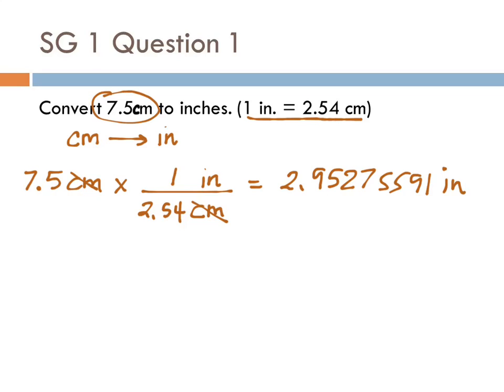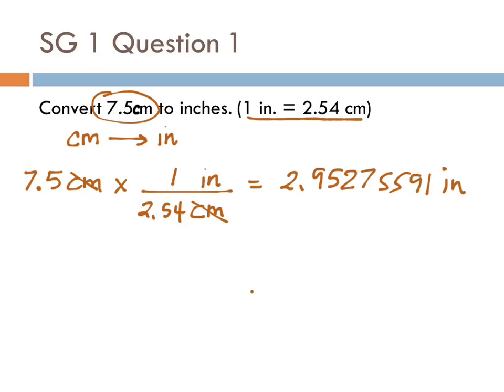The instructions for this assignment say that we need to express our answer with the correct number of significant figures. So we have to look at this first number and ask ourselves, how many significant figures? Well, that has 2. And then we look at this conversion factor. This is an exact conversion factor, and so we don't have to consider the number of significant figures. If you forgot that, you would look at this and say, well, that's got 3. This one has 2, so I'm going to round my answer to 2 significant figures.